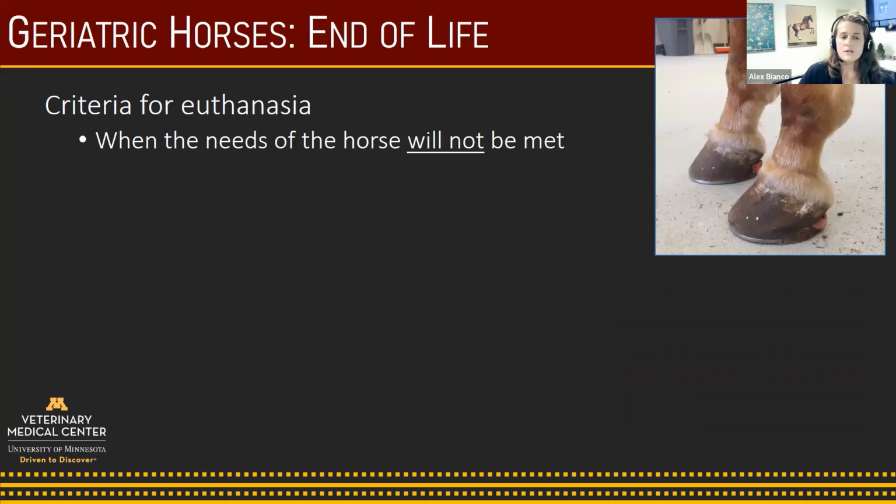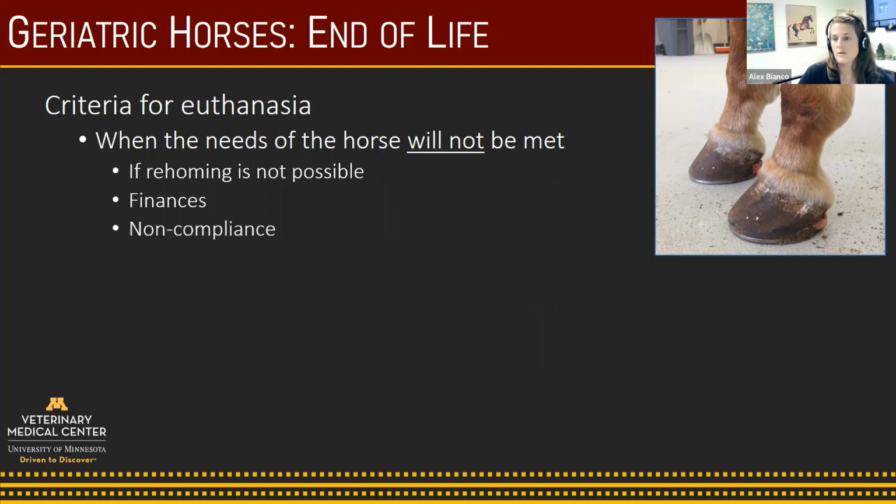So another thing to consider is when the needs of the horse will not be met. And that is because, for whatever reason, the owner or whoever is not able to meet those needs, even if they could be met by someone else. So ideally, you would rehome that horse if that's possible. But sometimes that's not an option. Finances are definitely a consideration here. And then there are some people who are just non-compliant with what your recommendations are as a veterinarian.